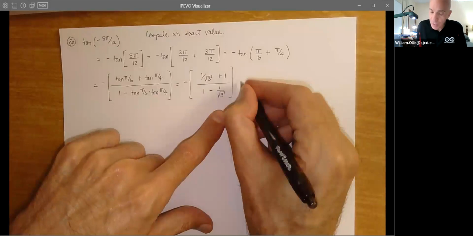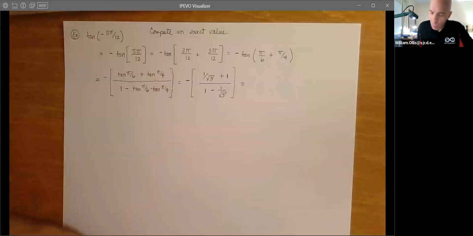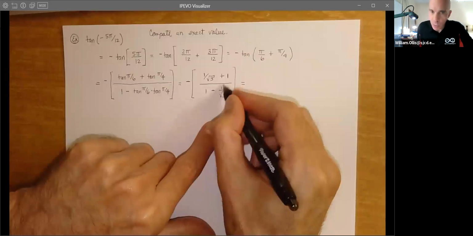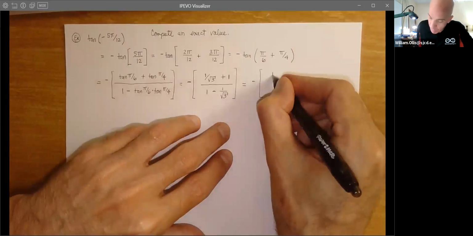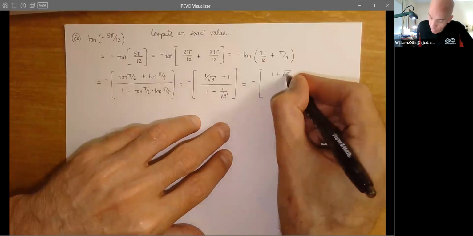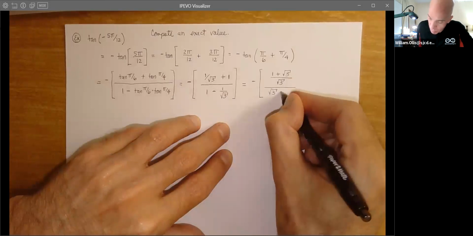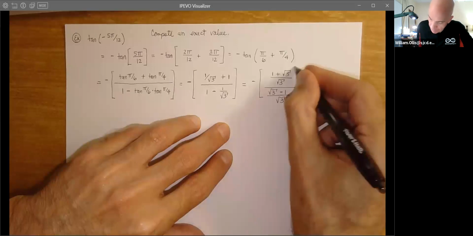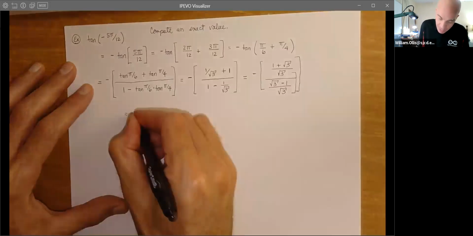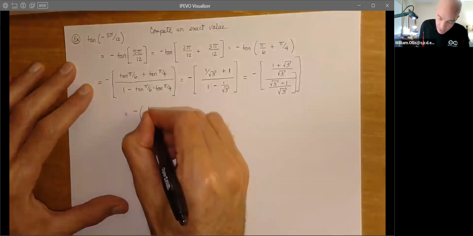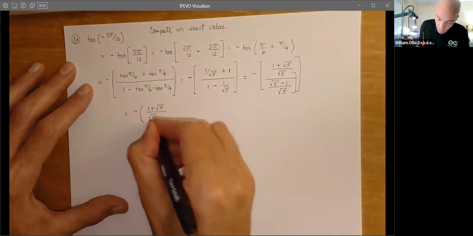Now, of course, you could input this into WebAssign and it would smile at you, but let's just clean it up a little bit. We can get a common denominator of square root 3 and then factor it, or just absorb it. So we'll have 1 plus root 3 over root 3, and then root 3 minus 1 over root 3. So now the root 3 is absorbed, and that gives us the negative of 1 plus root 3 divided by root 3 minus 1.